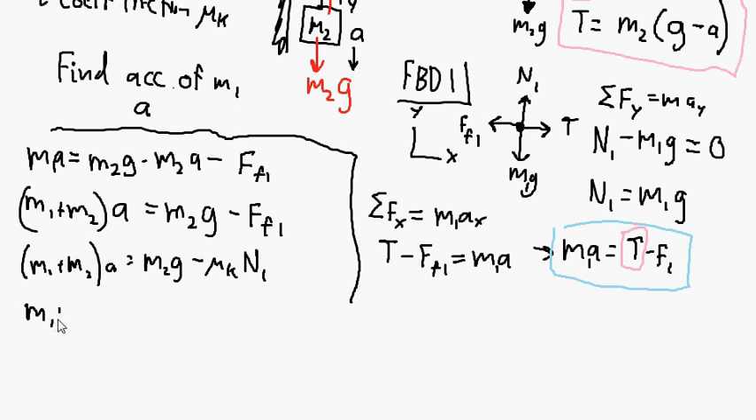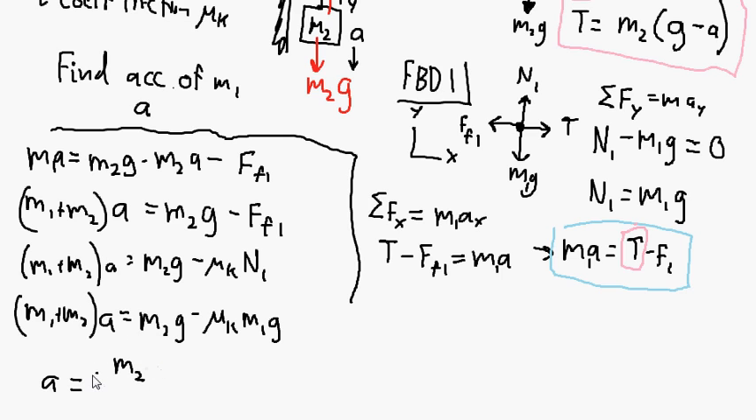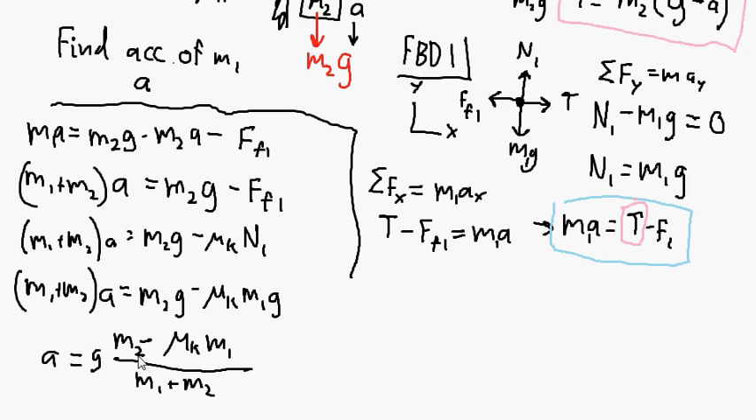But okay, so m1 plus m2 times a equals m2g minus mu k m1g. So this is actually going to work out pretty well, and this may actually be just about the answer here. If we divide this through and collect the g's, acceleration equals g times m2 minus mu k m1, over m1 plus m2. I hope that's not off the screen, so I'm just going to drag this down one more notch. So I think this should be your answer.